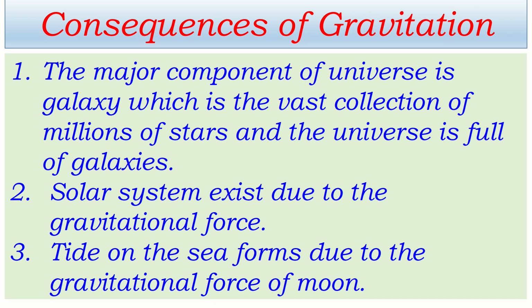When the moon comes in front of the sea, it will pull the water of that sea and the level of water rises. But when the moon is at an angle of 90 degrees, the level of water falls down. This is called low tide, and when the level of water rises up, that is called high tide. There is high tide and low tide after every 6 hours. This is because of the gravitational force of the moon acting on the sea water. This is one of the great consequences of the gravitational force of the moon.